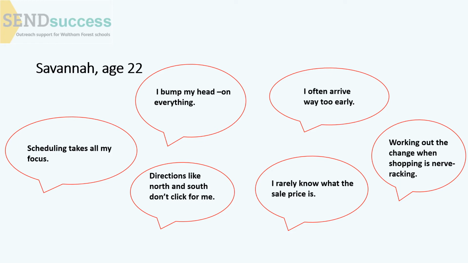And finally, we have a young lady who has a diagnosis of dyscalculia and describing what it's like to live with it and how it affects her daily living. If we start at the top here, she talks about bumping her head on everything. This seems unexpected for someone who lives with a math difficulty, but it would in fact relate to her difficulty with visual spatial abilities. And moving here to the right, she often arrives way too early. She has difficulties with the sequencing of time, so she manages that by overcompensating.